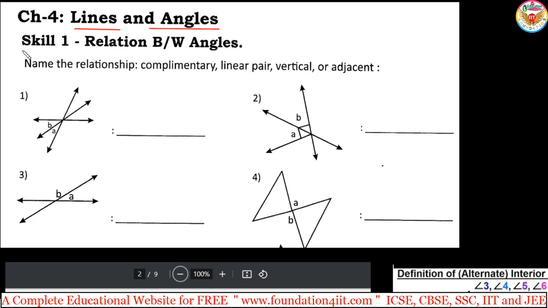In lines and angles, the first skill you should learn is the relation between angles, like what is complementary, linear pair, vertical and adjacent. Here are the 4 examples. Complementary means the sum of the angles should be equal to 90 degrees. You can see the 90 degree symbol. A and B together is 90, so this is complementary.